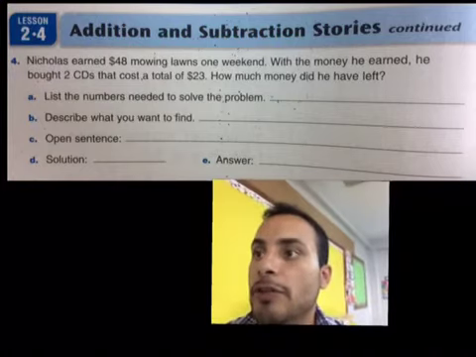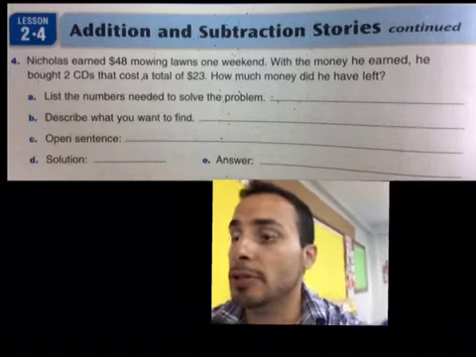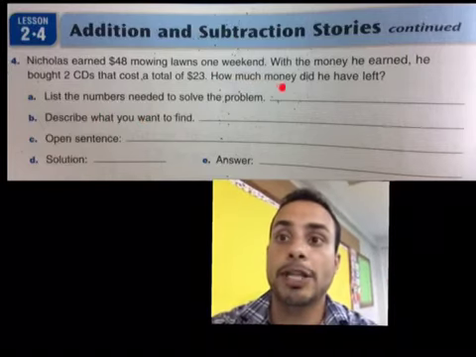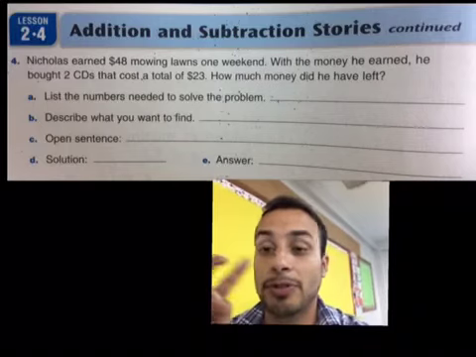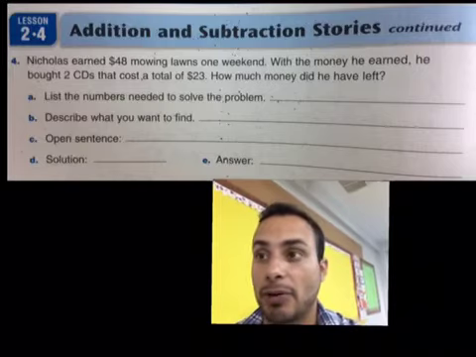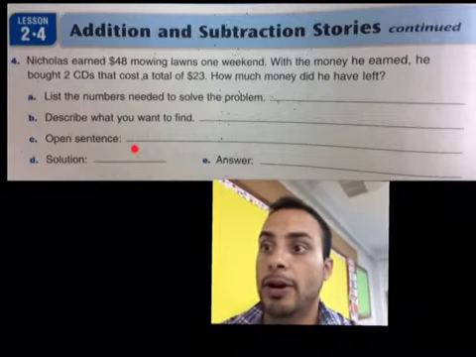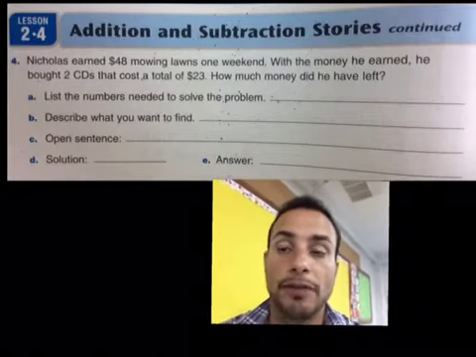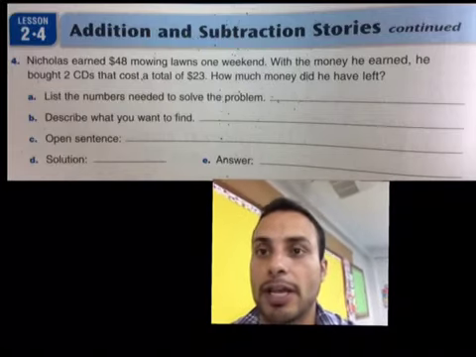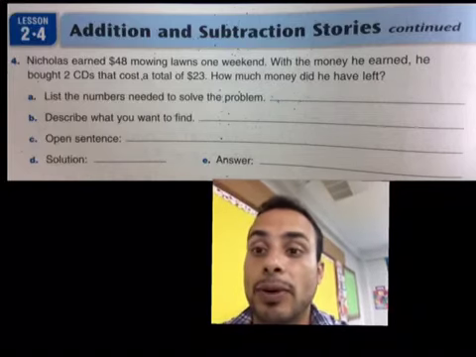As you can see, question 4 on the next page is pretty much the same. You have to list the information you need, the numbers. You must describe what you want to find, which is how much money he had left. Remember, this is a two-step question. Not only do you have to add, but later on you have to subtract from the whole amount. Write an open sentence, write your solution, what you solved, and then write your sentence where you describe exactly with a therefore statement.